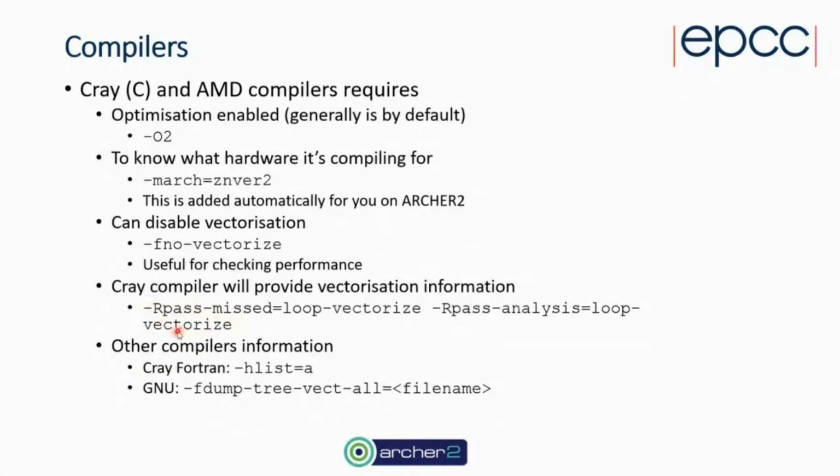So for the Cray and the AMD C compilers, you can use -Rpass=loop-vectorize and -Rpass-analysis=loop-vectorize, and that will print out whether it vectorized loops or not and why. For the Cray Fortran compiler, -hlist=a will do the same thing. And for the GNU compiler, -fdump-tree-vec-all with a file name will let you do those kinds of things.